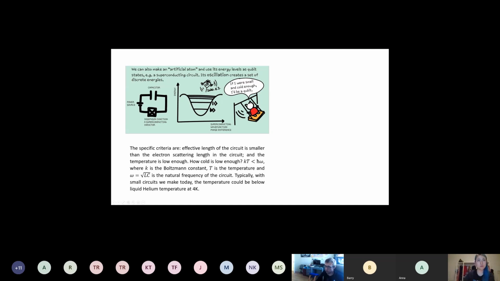One is to make them very small. And how small? Basically, the effective length of the circuit needs to be smaller than the electron scattering length, because your system is full of electrons and they scatter, and you rely on the electrical field, your electricity, to oscillate in your circuit. Then you want to make sure that it is small enough that it wouldn't be broken apart by the scattering of electrons. And you have to make the temperature low enough.